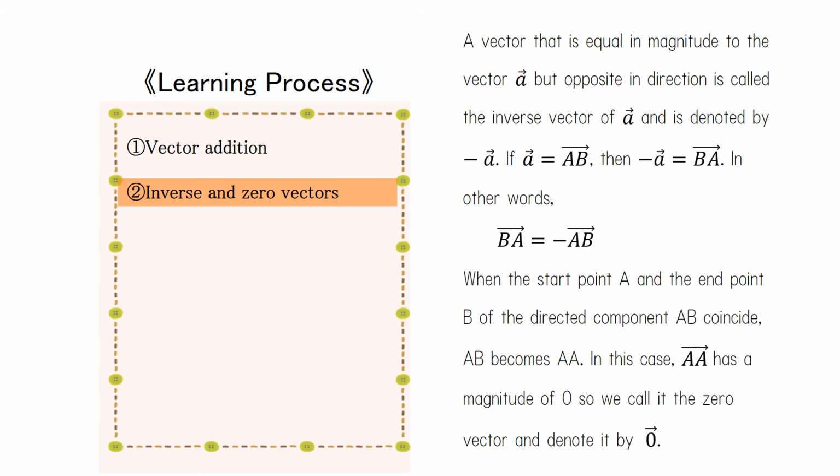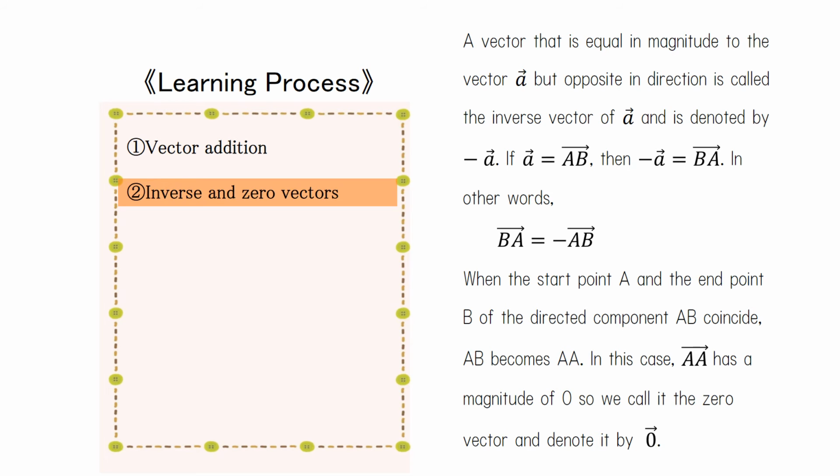A vector that is equal in magnitude to the vector A, but opposite in direction, is called the inverse of vector A, and is denoted by vector negative A. If vector A equals vector AB, then vector negative A equals vector BA. In other words, vector BA equals vector negative AB.